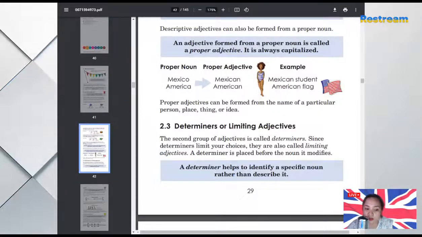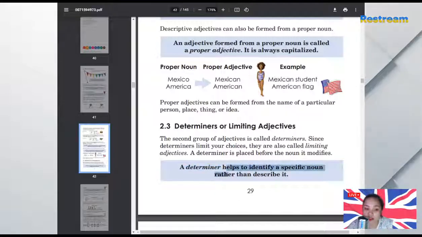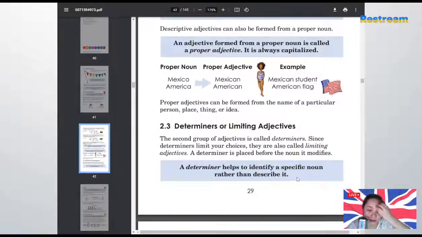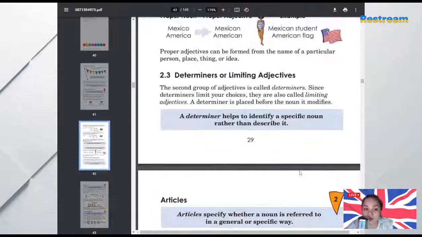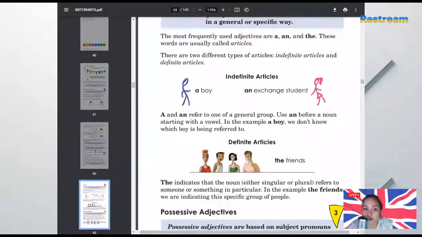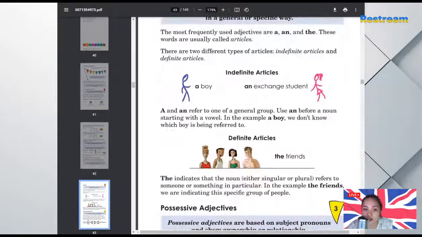When we say determiner, this is the one that helps to identify a specific noun, then uses it as a describing word. So when we are going to use a determiner, we will use articles. For the articles, we have the indefinite and definite articles. Indefinite is a and an, while the definite article is the.